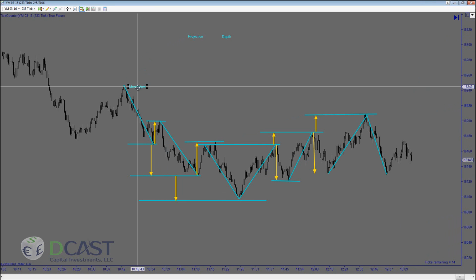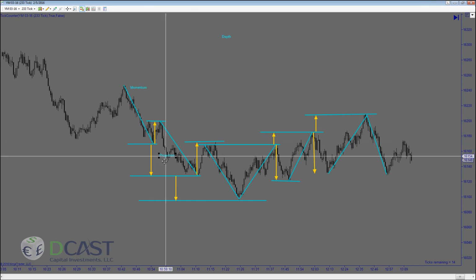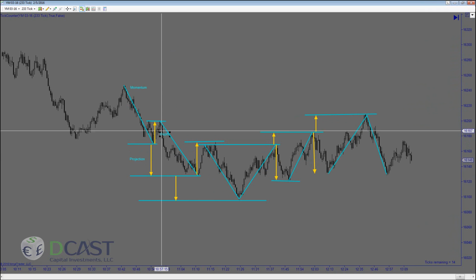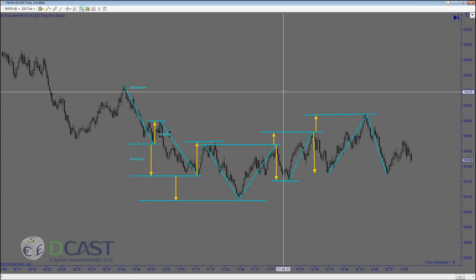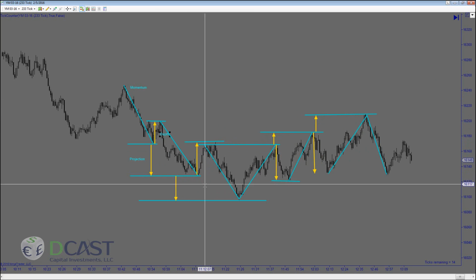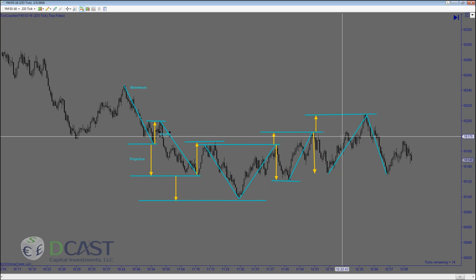Okay, so now we've looked at momentum, we've looked at projection, and we looked at depth. Okay? And how these 3 elements help us formulate an assessment of the strength and weakness, and whether price is gaining strength or losing strength in the direction of travel. We've seen 2 examples here where 2 out of the 3 elements that we assess are telling us that things are weakening, and we're seeing the same thing moving in this direction.